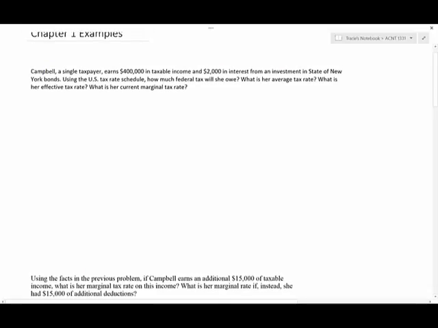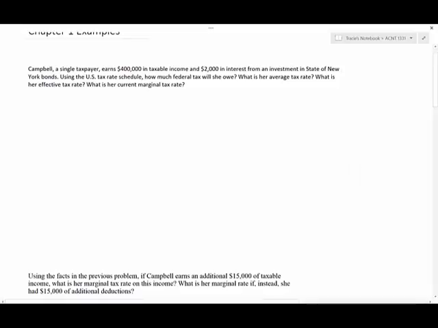Okay, so the first thing that we have to understand in this example is that this right here, State of New York bond, is a municipal bond or a muni bond. And muni bonds are tax-free. When we get into Chapter 4, we'll learn some more items that are tax-free. But for this chapter, we just need to understand that municipal bonds, state and local government bonds, are always tax-free, so we don't pay tax on it. So the $400,000 is going to be taxable, and the interest from the municipal bond is going to be tax-free.